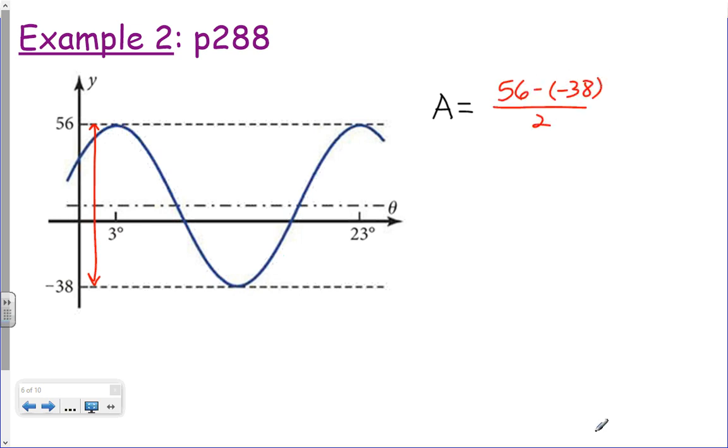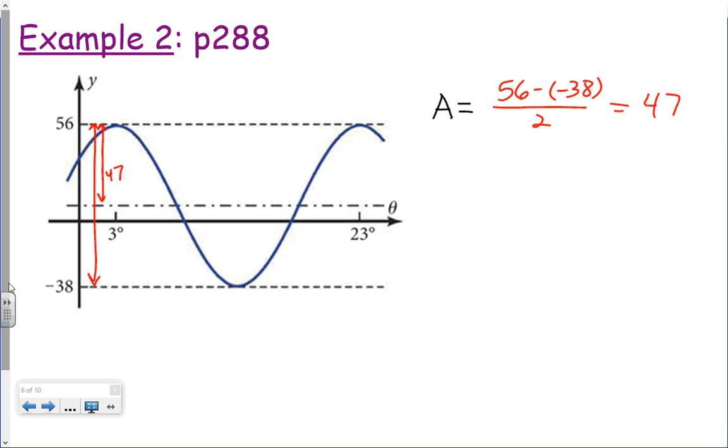And we want half of that, so divide that by 2. So 56 and 38 is what? 80 and 14, 90, 94. Half of 94 is what? 47 is the amplitude. So we just found out this distance right here is 47.